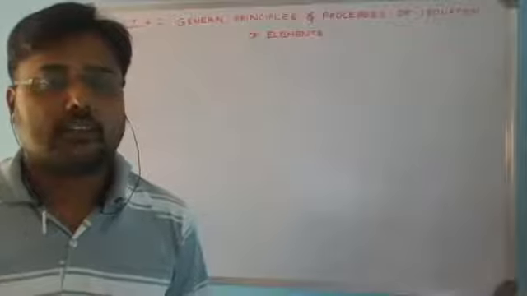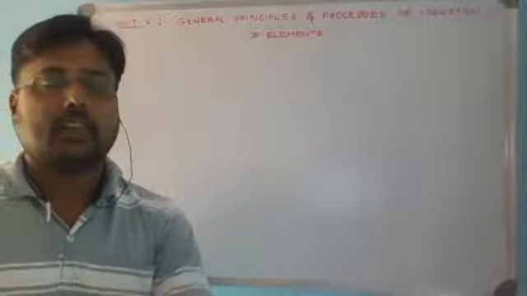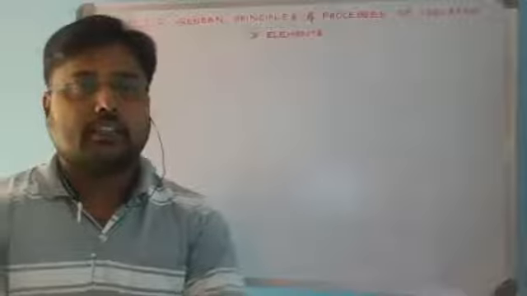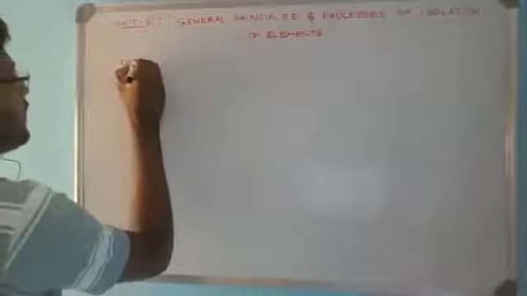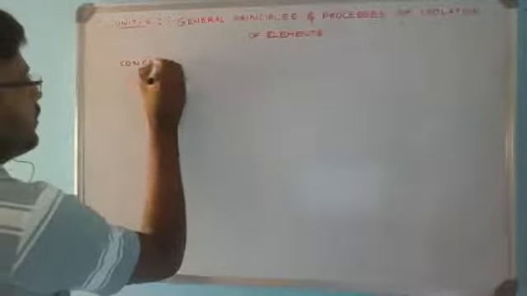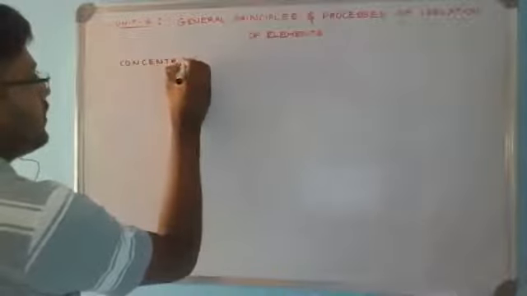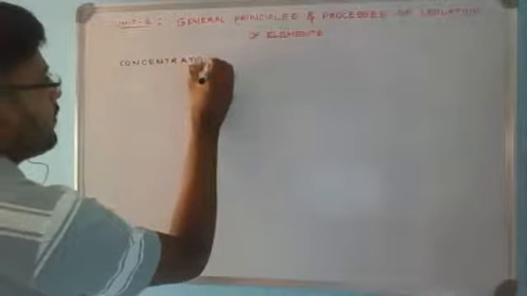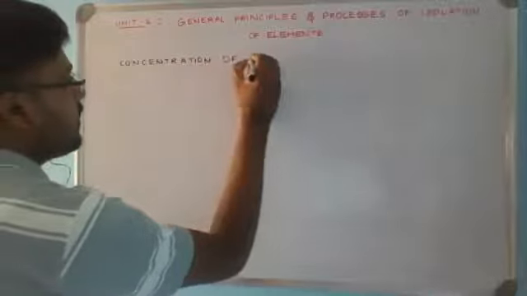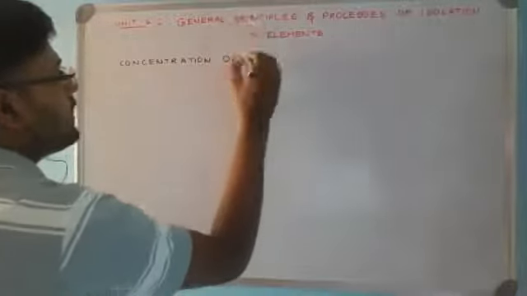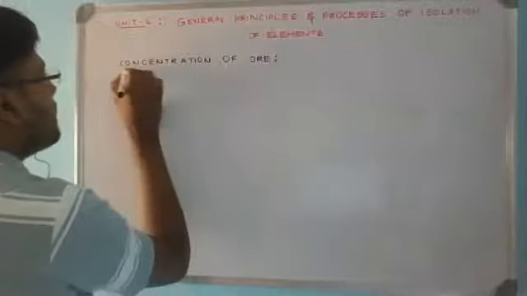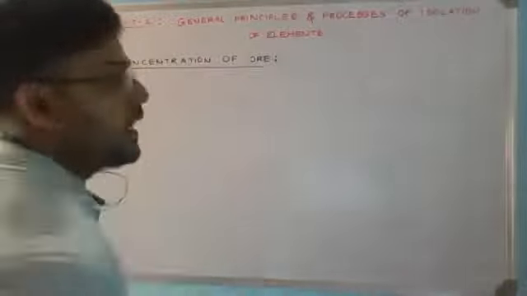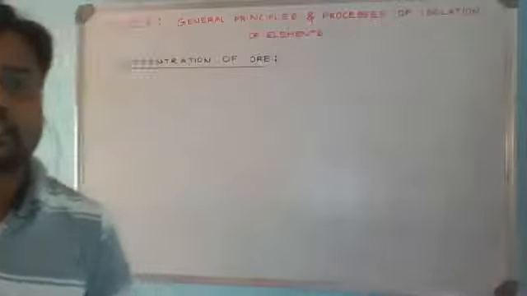We have seen the introduction for the unit in our last class. We'll continue with step 1 in the metallurgical process, that is concentration of ore. We'll try to discuss what are all the methods available for concentration of ore with a few simple illustrations. So we'll try to understand the methods available for concentration of ore.